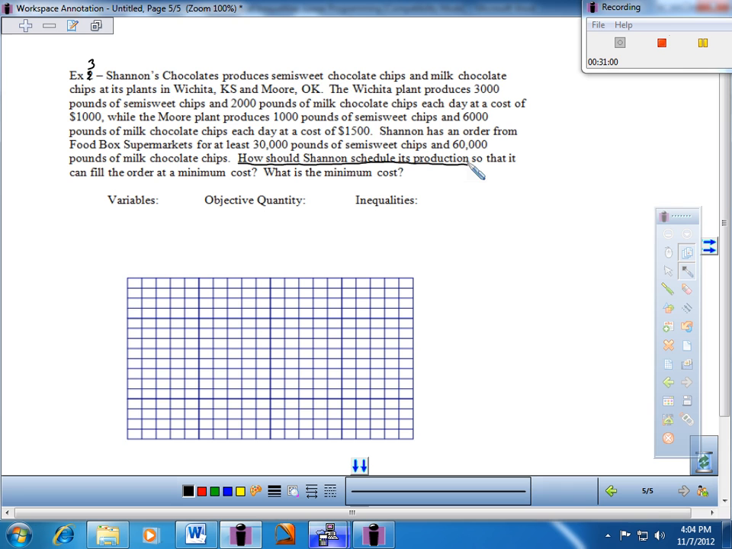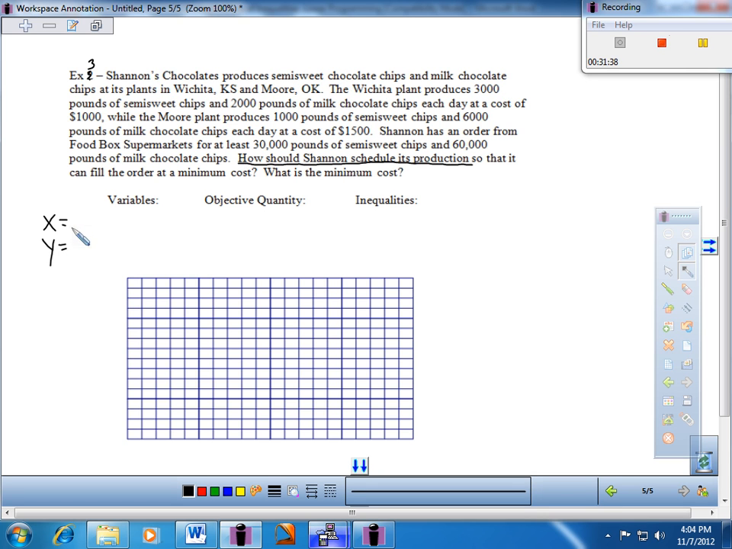And again, if you want to pause the video at any time and do some on your own and then check back in, I think that would be a wonderful idea. If you feel like just listening and playing along as we go through the process, of course that's fine as well. But I would argue that it looks like we have to schedule production at 2 different plants. Certain number of days at the Wichita plant and a certain number of days at the Moore plant.